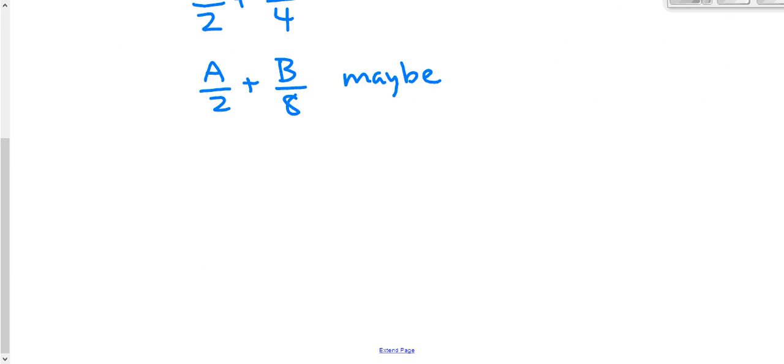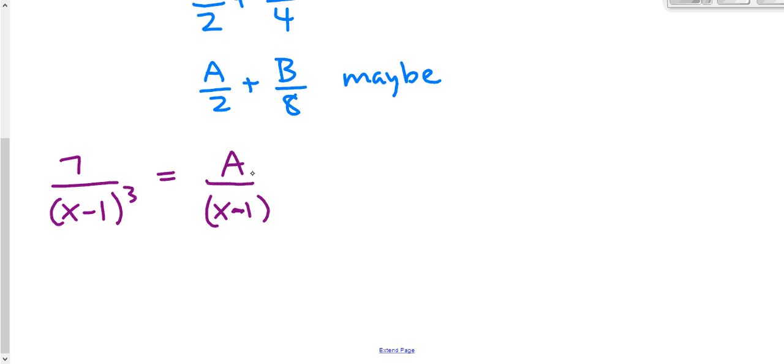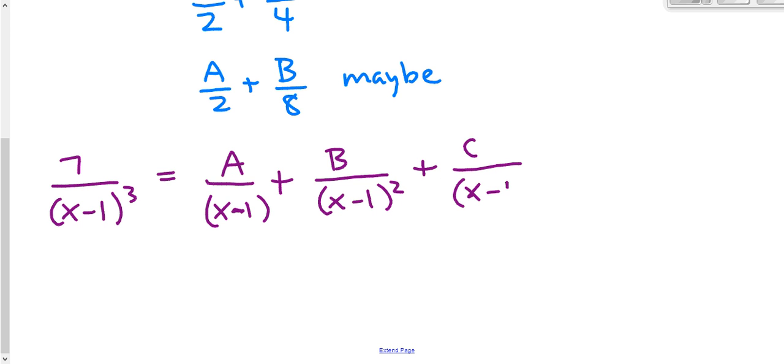Suppose you had something over x plus 1 cubed. What denominators would you need in your partial fractions? You would need a denominator of x plus 1. You would need a denominator of x plus 1 squared. And you would need, sorry, that should be a plus, a denominator of x plus 1 cubed. Now, do you actually need all three? We don't know. Maybe you only need 2 of the 3, and the other one will eliminate itself if you get a numerator of 0.